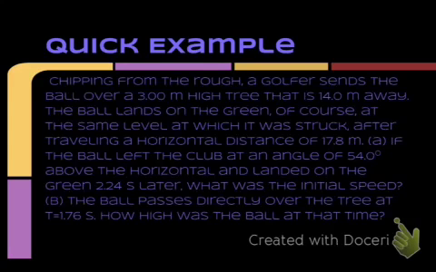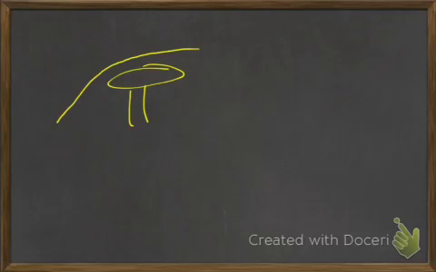So let's draw this out so we can see what it looks like. The way they word this problem is a bit confusing, so I want to make sure we clarify that. Here we have our tree, and they say that the ball is chipped over the tree.